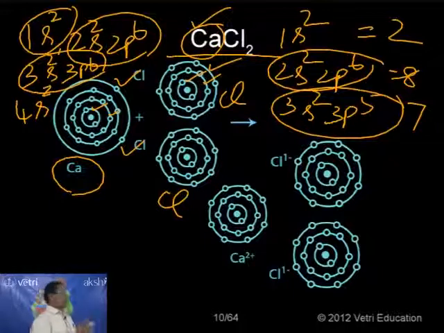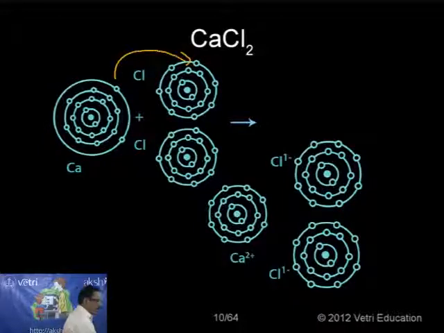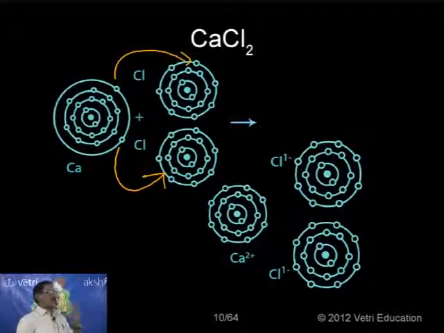So what is happening? How can we explain the formation of ionic bond in calcium chloride? In the formation of calcium chloride, calcium donates 1 electron to one chlorine atom and another electron to another chlorine atom. So it forms 2 ionic bonds, one with one chlorine atom, another with the other chlorine atom. So the calcium becomes Ca2+.